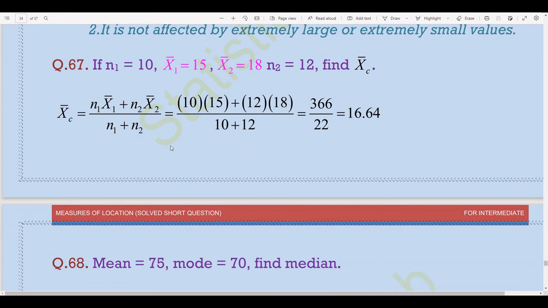Question number 67. n1 is 10, x1 bar is 15, x2 bar is 18, n2 is 12. Find the combined mean. X bar c equals n1 x1 bar plus n2 x2 bar over n1 plus n2. You can show the combined mean with x double bar as I showed in the previous question. This is your choice. Put the values: 10 times 15 plus 12 times 18, over 10 plus 12. After multiplication, 316 over 22 is 16.64.